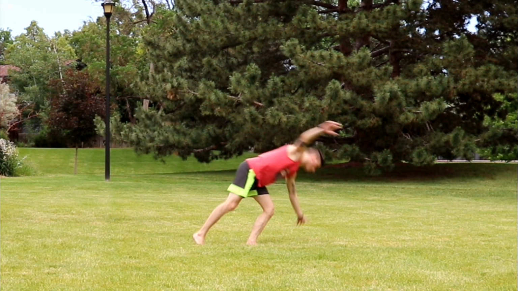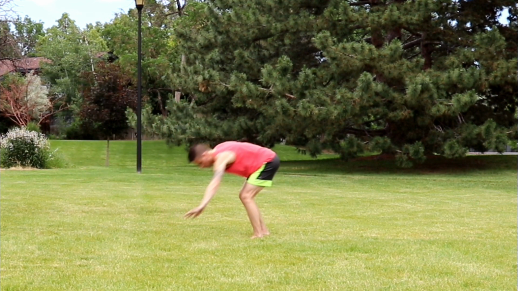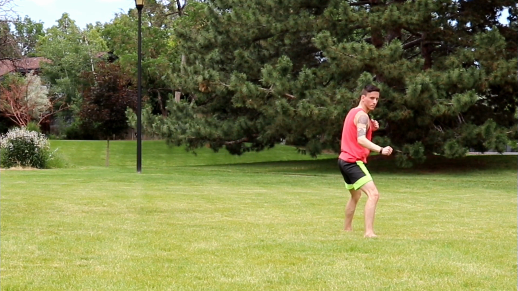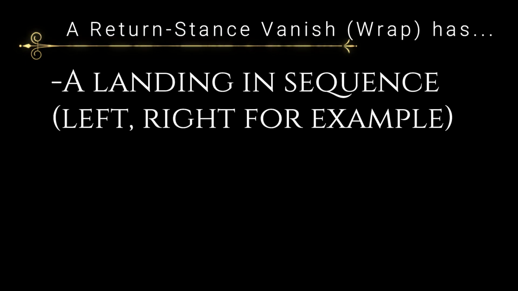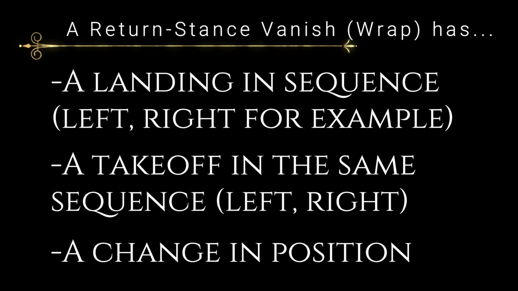If Vanish is the opposite of reversal, then a change in position or additional steps in between creates a return stance Vanish, which is sometimes called wrap transition. This is the opposite of a redirect, where the landing sequence matches the takeoff sequence and there is once again a change in position on the ground.